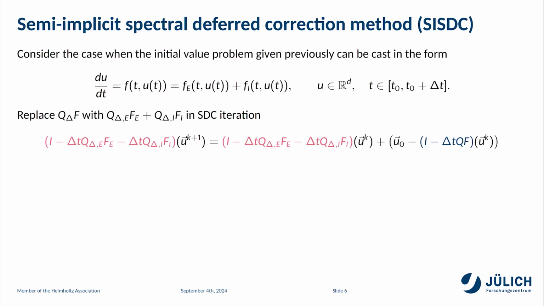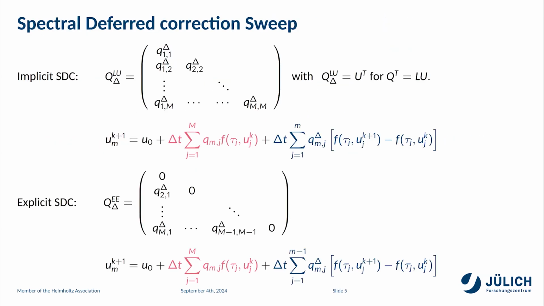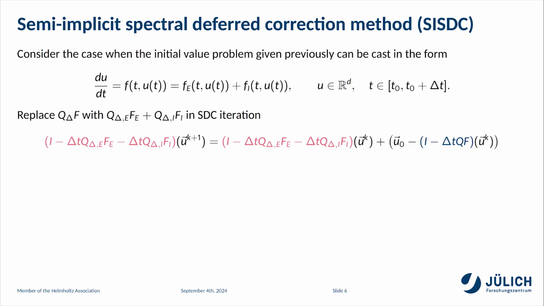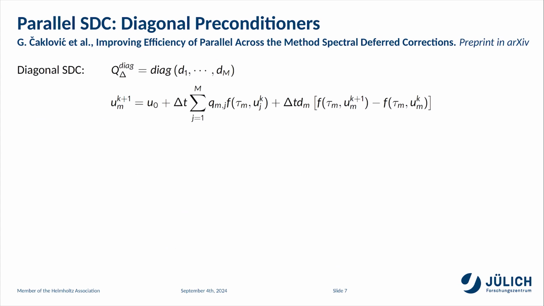Let me go back a little bit here. In this equation, you can see that the iteration at each node still depends on the iterations from the previous nodes. But if we use a diagonal preconditioner, here we have only the diagonal. That means we will have only one term, and this term will not depend on the previous nodes. So if we choose the Q delta to be diagonal, then we have only one term here, and we still have implicit SDC, but independent of the other nodes.